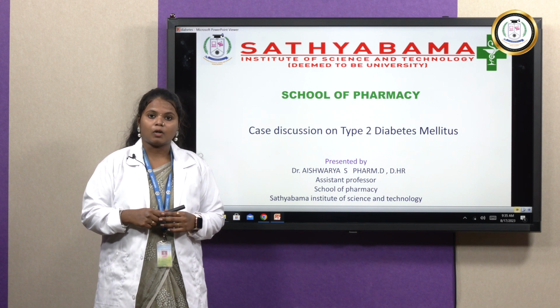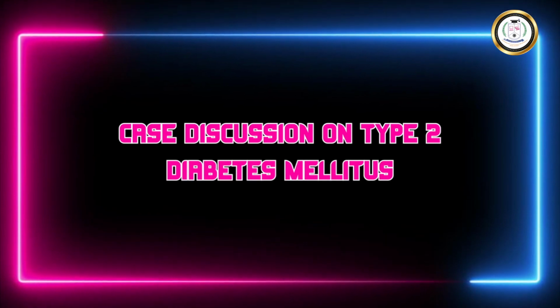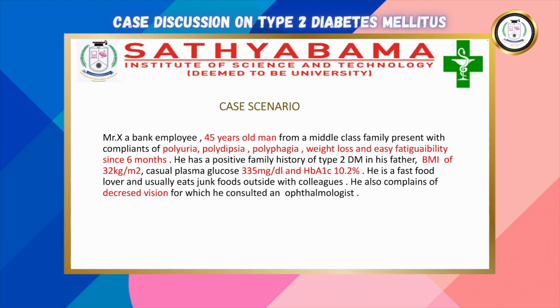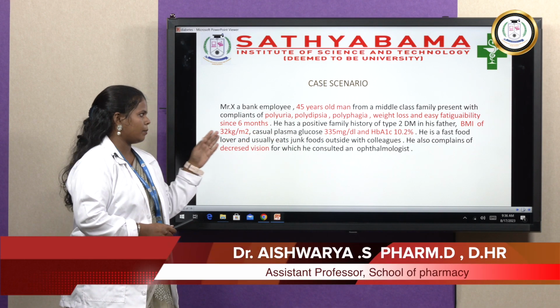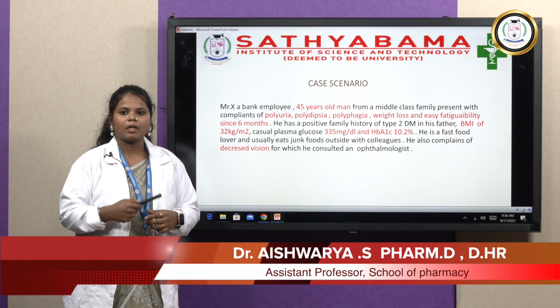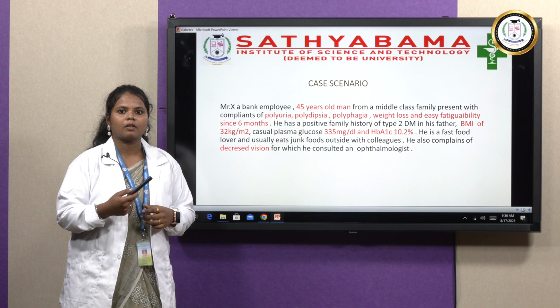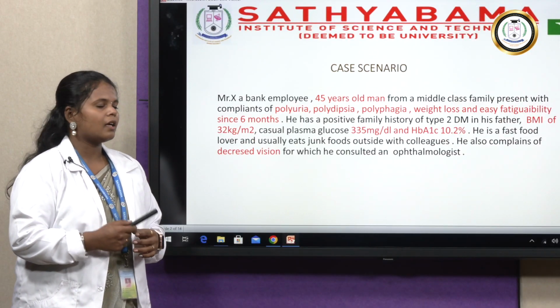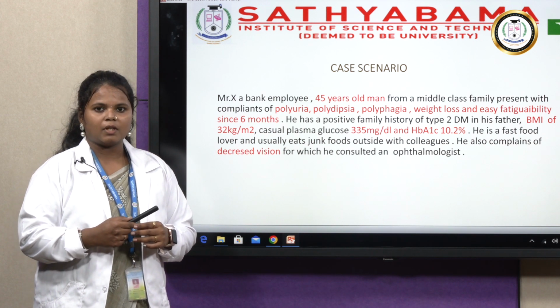Today we will discuss a topic on type 2 diabetes mellitus. We will discuss a case history. Coming to the case scenario, here we have a male patient of 45 years old presenting with complaints of polyuria, polydipsia, polyphagia, weight loss and easy fatigability. That is, the patient has increased frequency of urination, increased food cravings and increased thirst. By this we can slightly understand that the patient has some symptoms of type 2 diabetes mellitus.